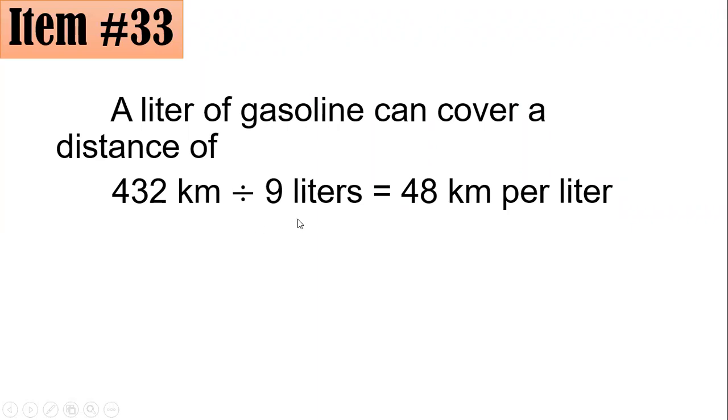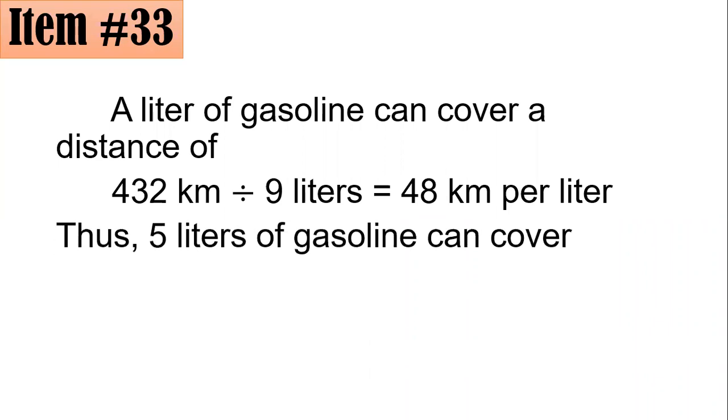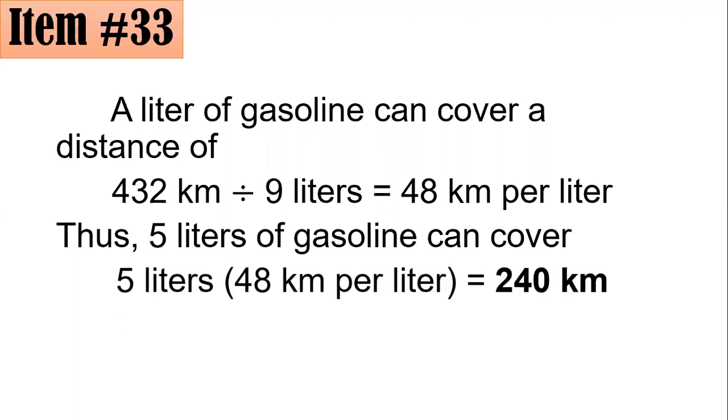432 kilometers divided by 9 liters. So that tells you that it's 48 kilometers per liter, or 48 kilometers for every 1 liter. And since every liter could be used to travel 48 kilometers, then for 5 liters, what should we do with 5 and 48? I agree with Ma'am Vanessa, we have to multiply 5 liters with 48 kilometers per liter, and that gives you 240 kilometers indeed.